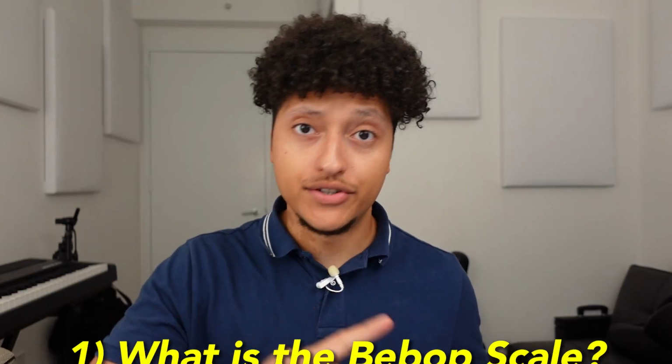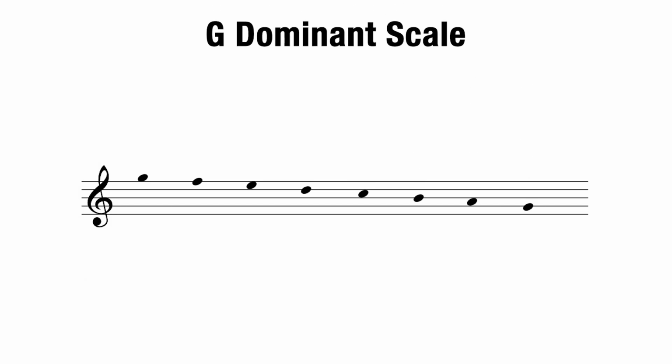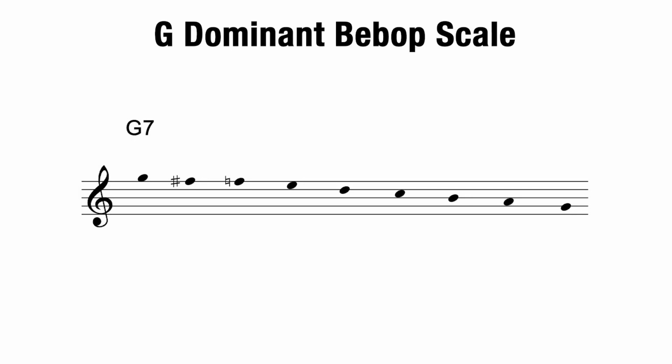Most of you probably already know what bebop scales are. In case you don't, here's a quick summary. They are scales used in jazz that take an ordinary 7-note scale like the dominant scale and turn it into an 8-note scale by adding a chromatic passing tone. This added major seventh gives us the G dominant bebop scale, and it enables us to land on a chord tone of our G7 chord on every single downbeat.